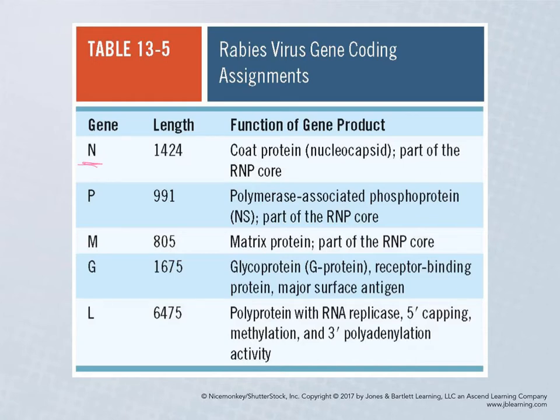Here's the N protein, and as I said, that's the coat protein of the nucleocapsid. The P protein, which we haven't really talked about so much here, we'll talk about when we discuss some of the other members in the family, but it's associated with the polymerase. The matrix protein is also part of the virion. The G glycoprotein is the one that binds to the receptor. And then finally the L, which is the polymerase.